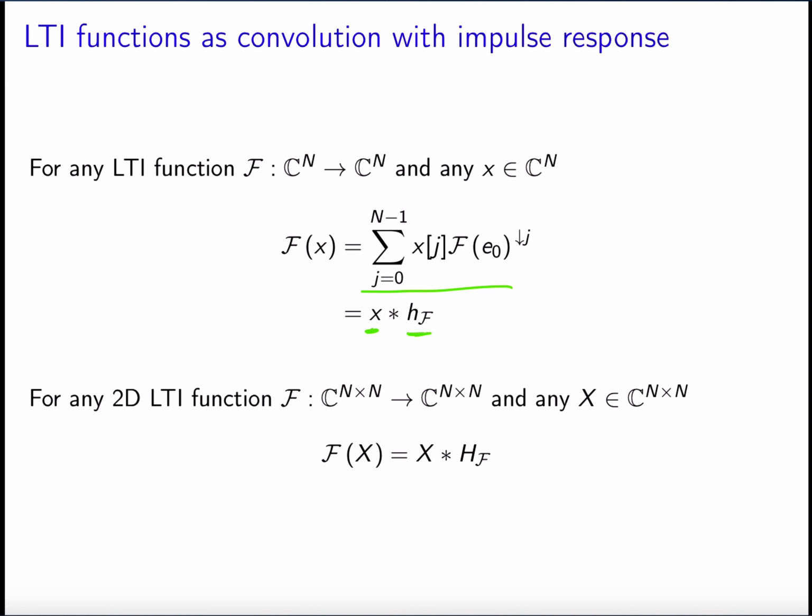In the case of 2D, we're not going to go through the derivations in detail here, but it's essentially the same idea. If you have a 2D linear translation invariant model, you can parameterize it in terms of an impulse response that tells you how the model reacts when you input a single impulse at the center of the image. Here I'm saying image because we have an n by n signal.